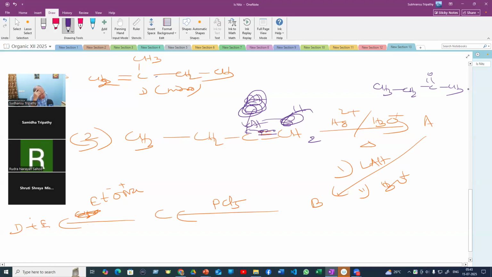Have we discussed that, Master Rudra? No, sir. We'll be doing that in aldehydes and ketones. Okay. Then you have this is butan-2-one, A. Then what is B? Sir, alcohol. Alcohol. This is a secondary alcohol because ketone with reduction will give you H here, one H here. So it will be CHOH.